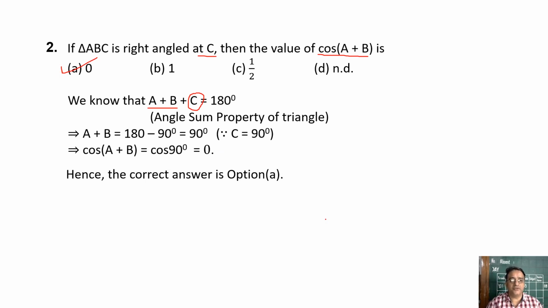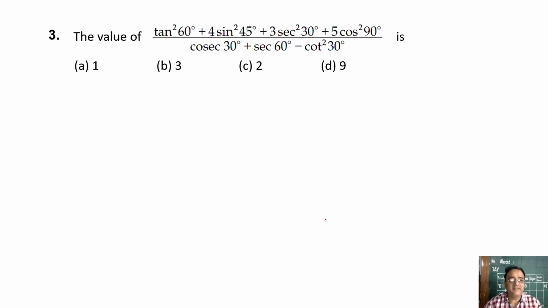Now we are moving toward question number 3. The value of tan square 60 degree plus 4 sin square 45 degree plus 3 sec square 30 degree plus 5 cos square 90 degree upon cosec 30 degree plus sec 60 degree minus cot square 30 degree. So what we will do, first we will substitute the values of all trigonometric ratios.